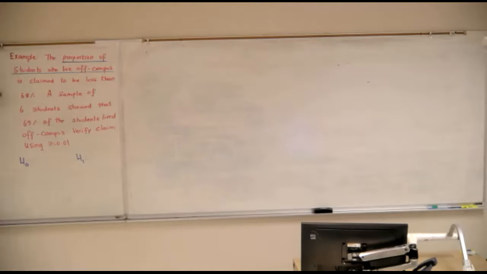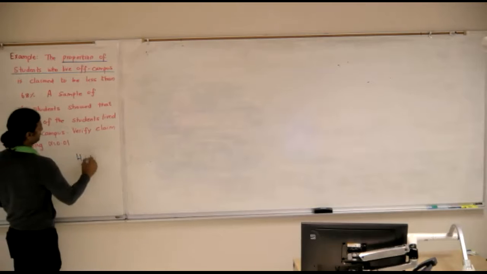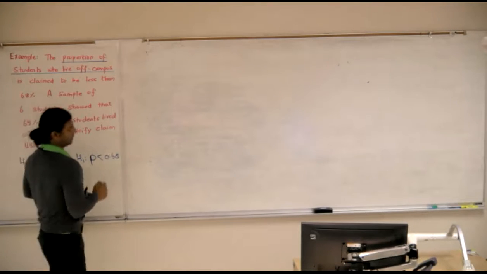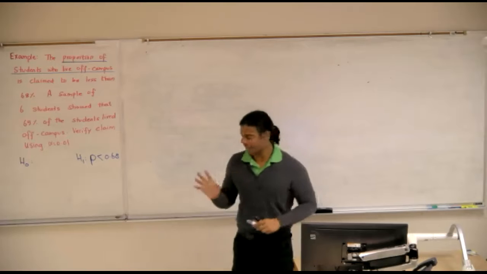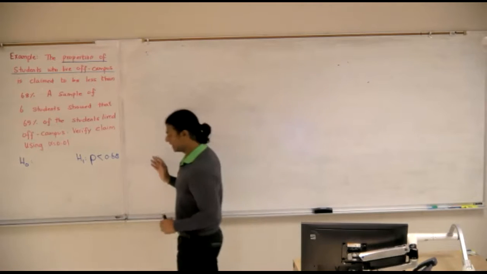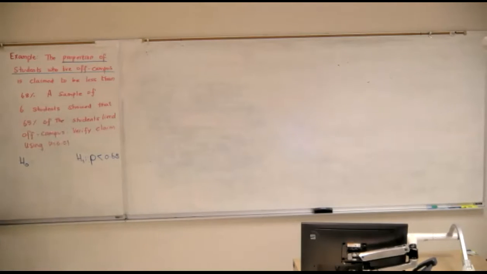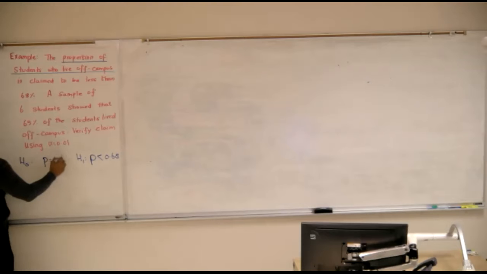Now, should I write that over here or there? In other words, the null or the alternative? P is less than 0.68. The statement without the equal sign must be in the alternative, and in the majority of cases, the right thing to do is to test for the alternative. Some books will test for the null, but we test for the alternative. The null is 0.68.